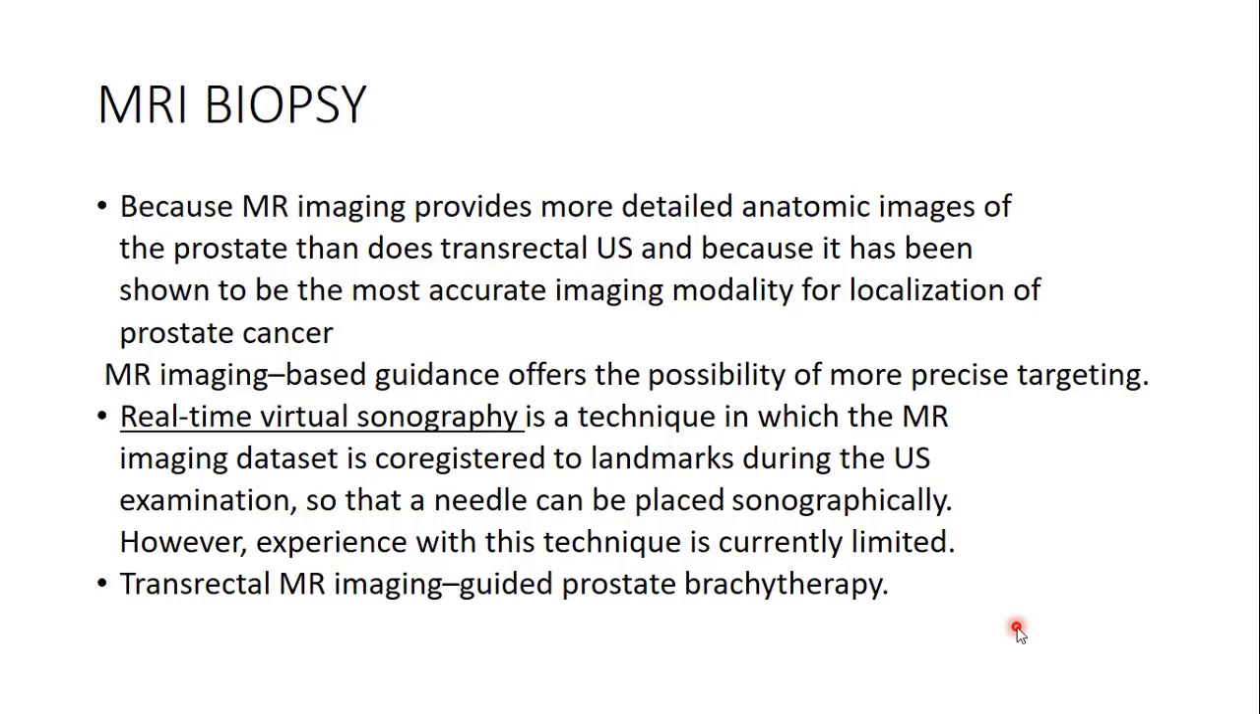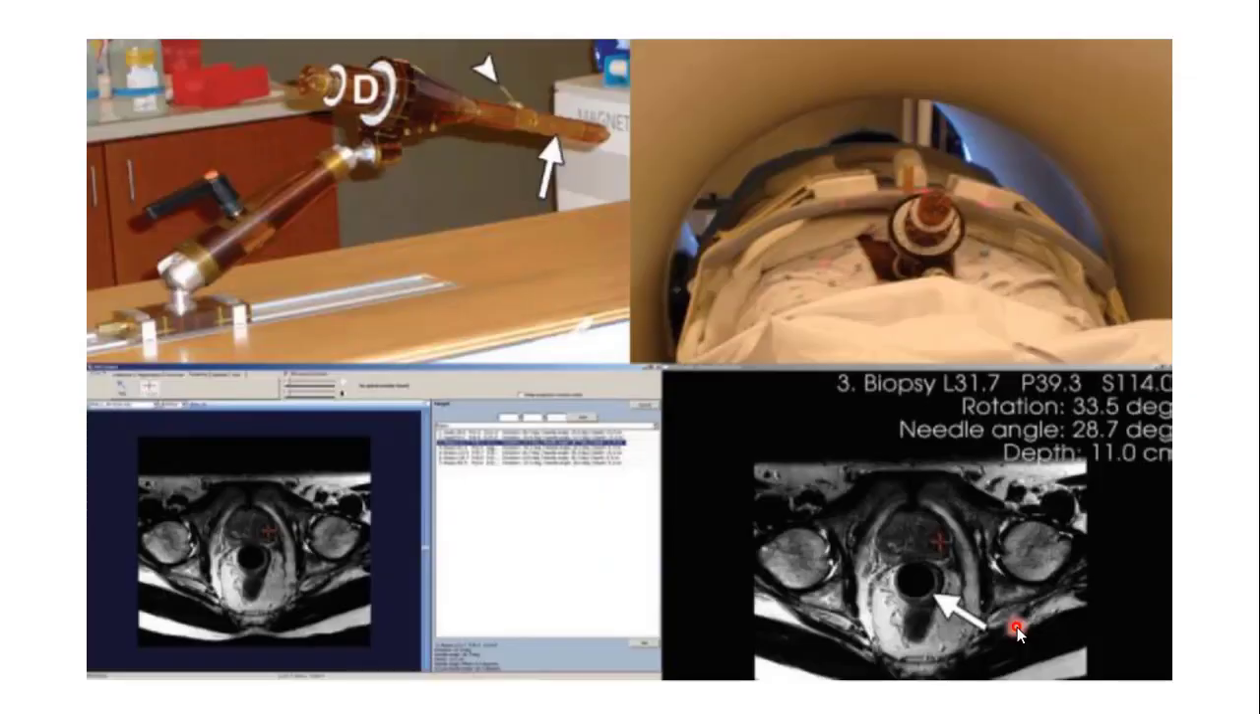Transrectal MRI imaging is also used in guiding prostate brachytherapy. Here we can see that this is the endorectal coil which is used for the MRI, while these are the MRI images, and this is the software which later fuses both MRI findings with the transrectal ultrasound, and targeted biopsies are performed.